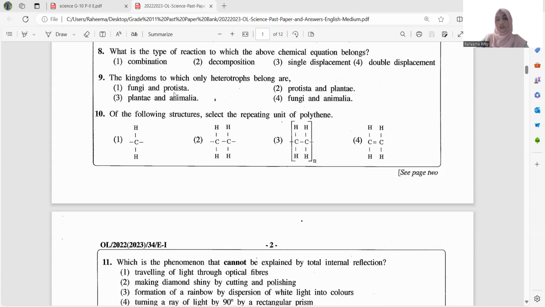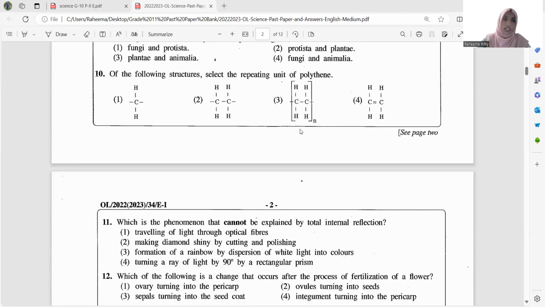Fungi and protista. In protista we can see algae, and some algae are phototrophs, so we can cut that out. Fungi are totally heterotrophic, but because of the protista, the number 1 answer is wrong. The second one again has protista and plantae; both can be phototrophs, especially plantae. The third, plantae and animalia: because of plantae we can't take the third answer either. And the fourth one, fungi and animalia. Fungi are all heterotrophs, and animalia are also heterotrophs.